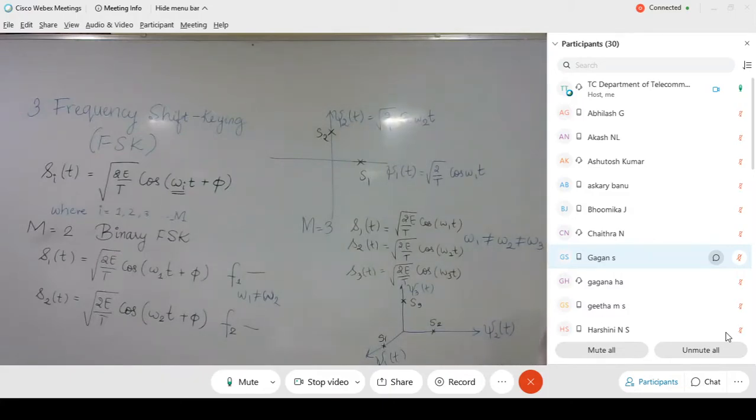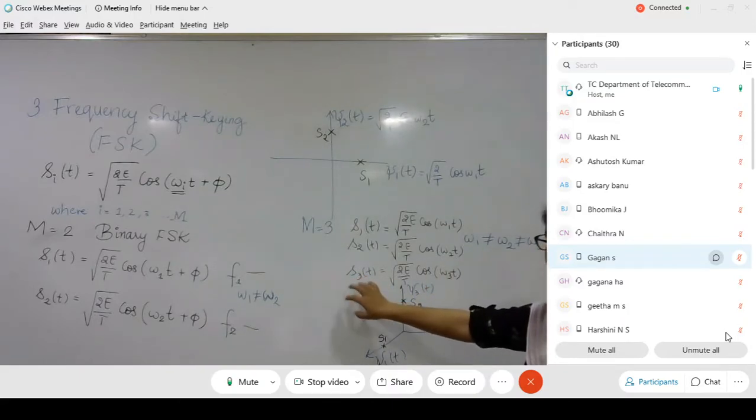If it so happens, then the problem is that the bandwidth consumption will be too large for a communication system, and if we are not optimizing the bandwidth usage, then the system will be of no use to us. Okay, we cannot put more information into the channel if the bandwidth is utilized more. So for that sake, we do not use FSK much, but it is a concept we need to know.